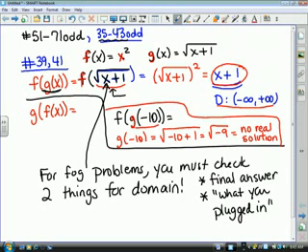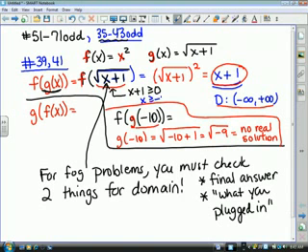Okay? Well, number 1, if it's a square root, what do you do with what's inside? Greater than or equal to 0. That's rule number 1. Rule number 2 is if you have a fraction. You have a rational function or a fraction, the denominator is not equal to 0, right? And then most everything else is all real numbers. If it's a cube root or fifth root or absolute value, or if it's a polynomial function, those are all real numbers.